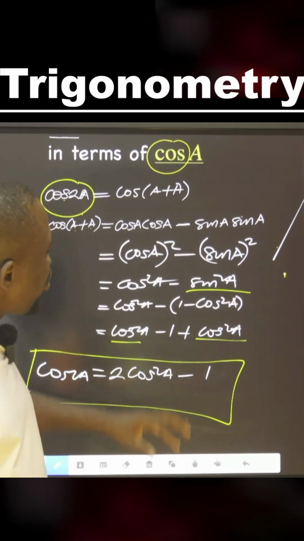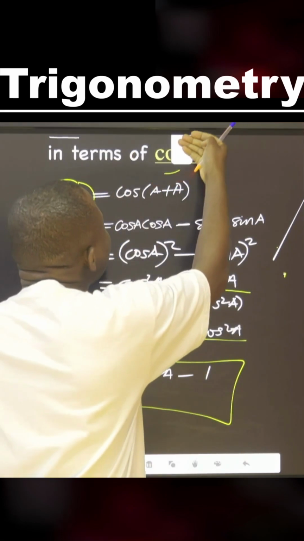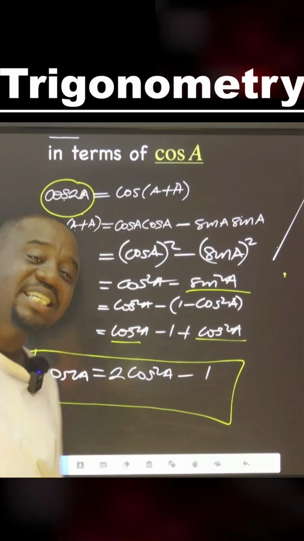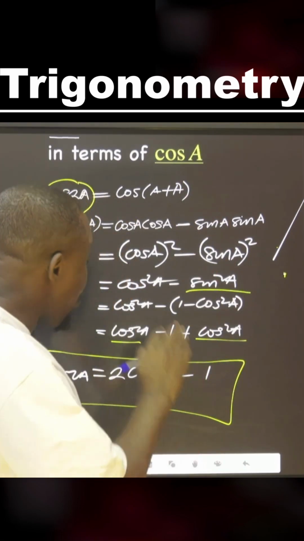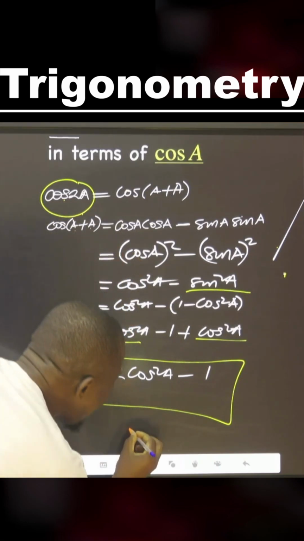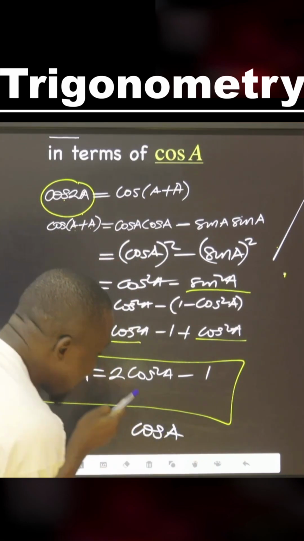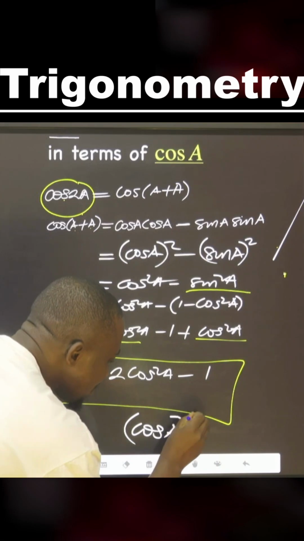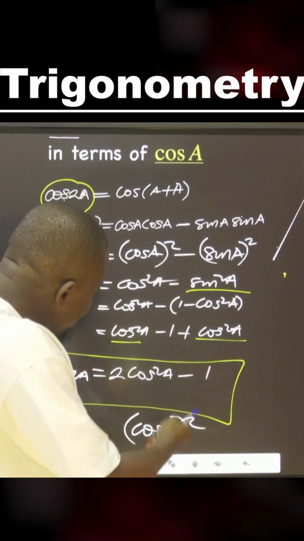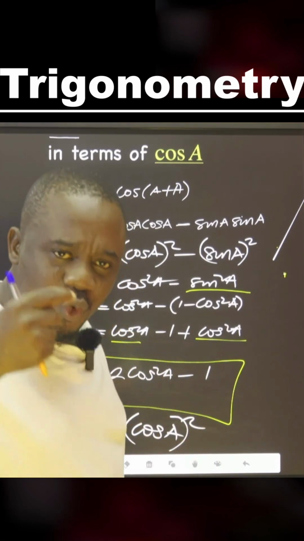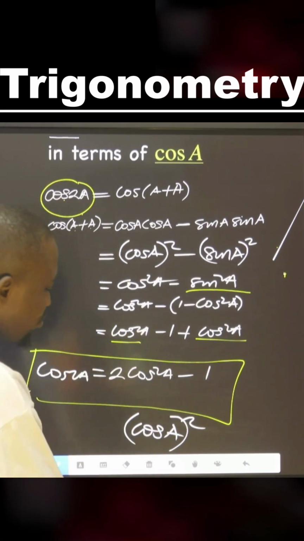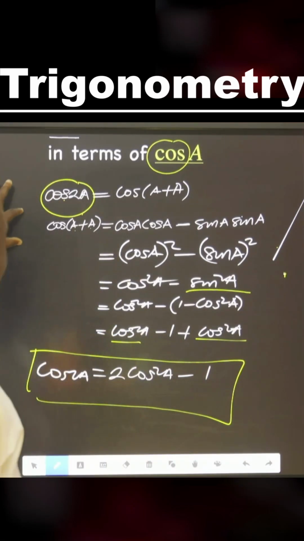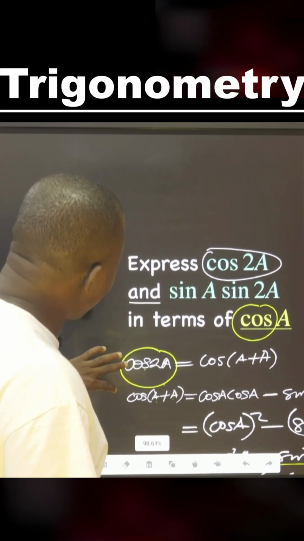You are saying, the question says cos A, why are you leaving it in square? No. What you are looking for is that it should carry cos A, and this is cos A. It's just that there's a 2 at the top, which you are writing as cos squared A. We are good to go. Now, that is one leg of the question.